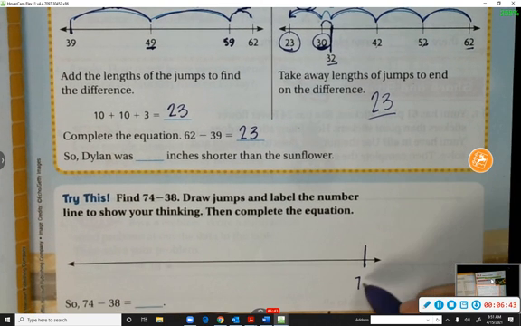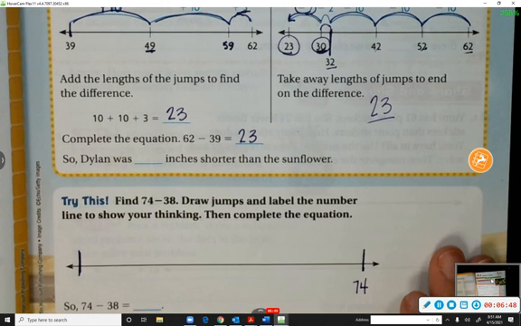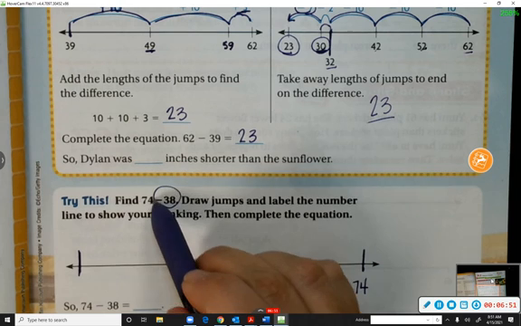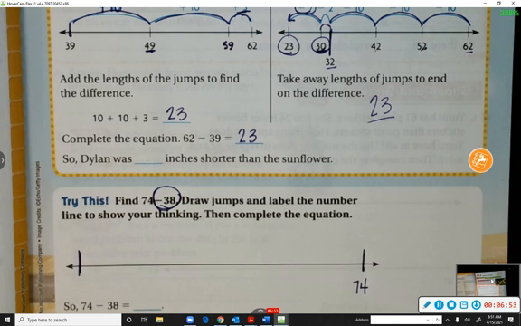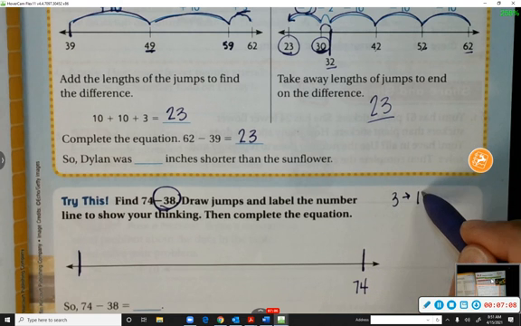74. Good. We don't know what we're going to end at, but we know we're going to jump 38. So how could I break up 38? 10, 20, 30, so 3 10s. So I'm just going to make a note. I need to jump 3 10s.